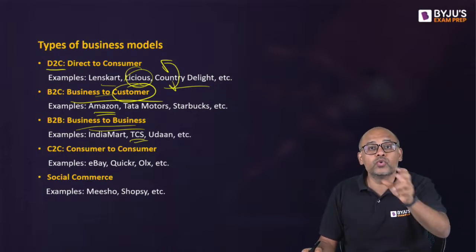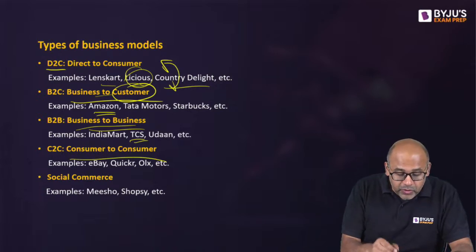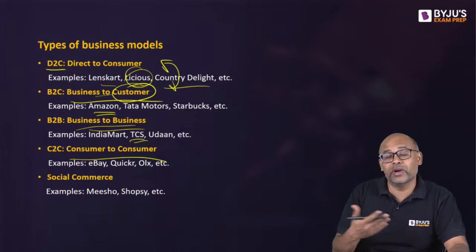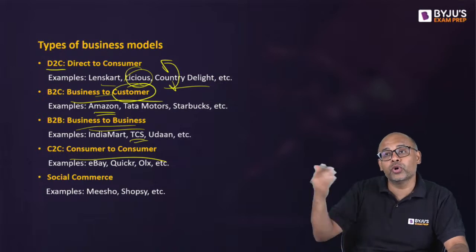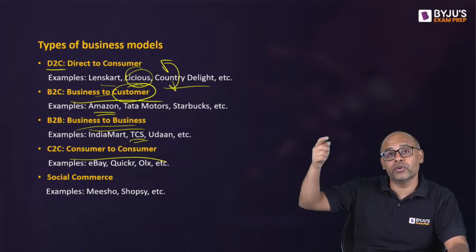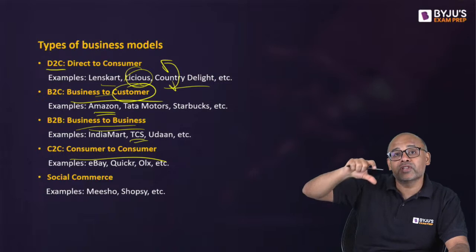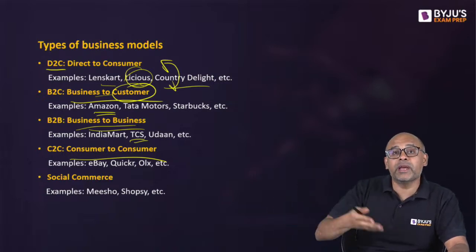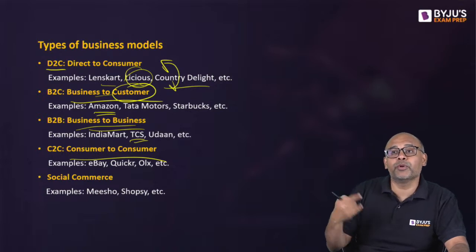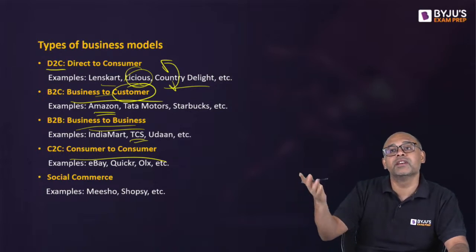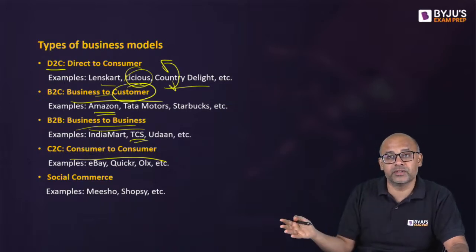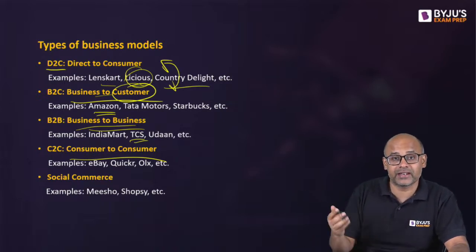So business to business. Then we have consumer to consumer. All your eBay, OLX. What do you do on OLX? You go and you sell it to somebody else. So OLX is a company which allows people to sell to people, customer to customer, direct interaction. eBay is also the same. I have something, I'll put it on eBay saying that I want to sell it at this price. Somebody likes it, they'll come and buy from me. So it's customer to customer. It allows customers to interact.